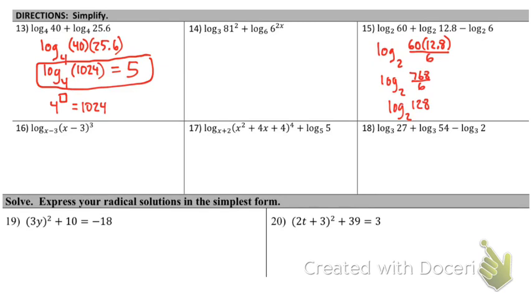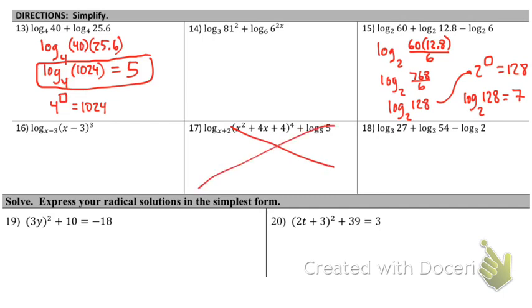Okay? So what we're asking is 2 to the what power gives me 128. If you do this math correctly, log base 2 of 128 is actually equal to 7, because 2 to the 7th power gives me 128. Alrighty. I don't want you to try that one today.